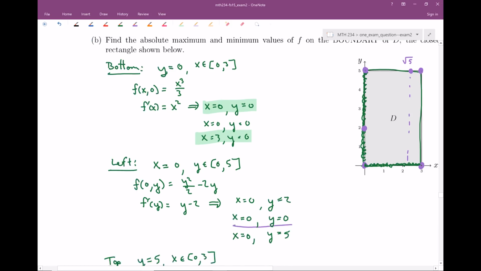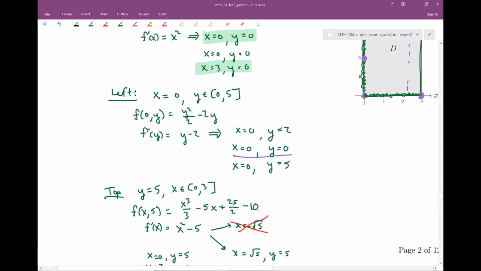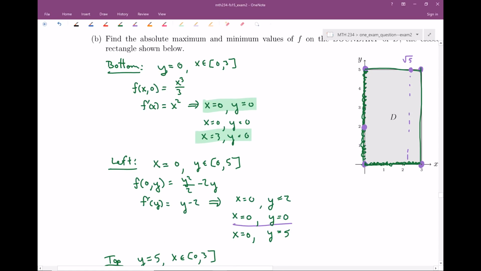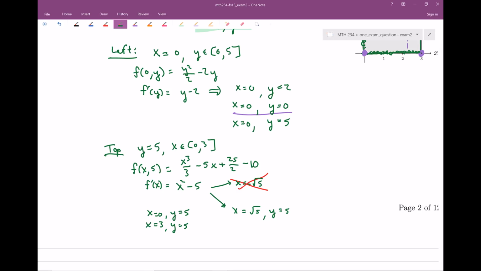Let's take a quick look at that. So our endpoints, we have x is equal to 0 and x is equal to 3. And again, we're on the part of the line y equals 5. So y is equal to 5, y is equal to 5. All right, so that's where these other purple points come from here. And now finally we have the bottom, we have the left, we have the top. Now let's do the right-hand side.